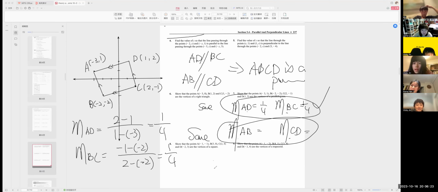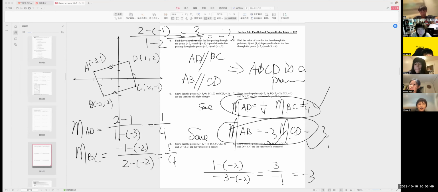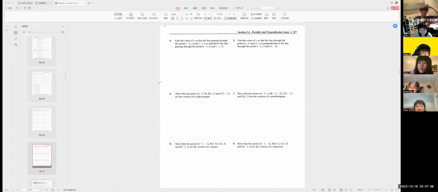Now let's look at AB. AB equals 1 minus negative 2, divided by negative 3 minus negative 2, equals 3 divided by negative 1, equals negative 3. Here, 2 minus negative 1, divided by 1 minus 2, equals 3 divided by negative 1, equals negative 3. They are both negative 3, so that's correct too. OK, who got it right? I got it right, but I don't know who I sent it to. Maybe I just sent it to one of his Jasons. I got nothing from Elaine. Elaine, you probably sent it to the wrong person. Probably sent to Andy.